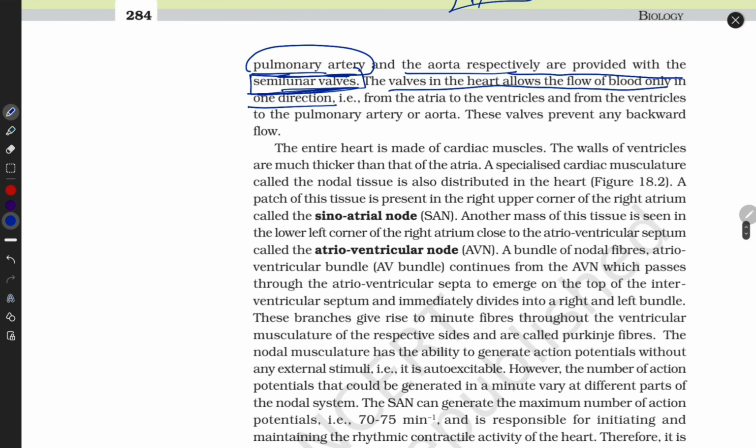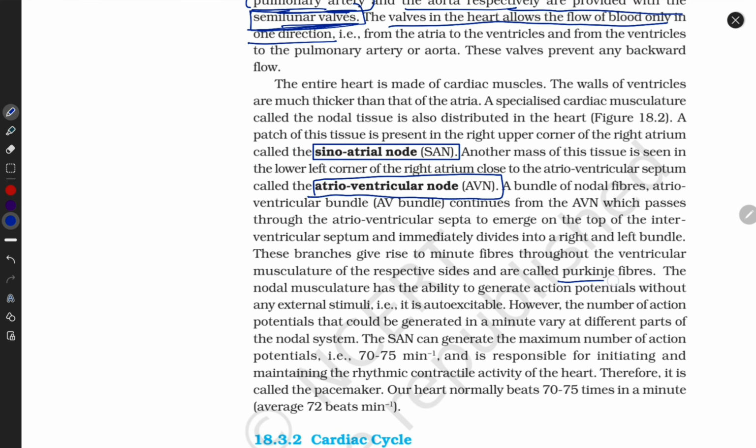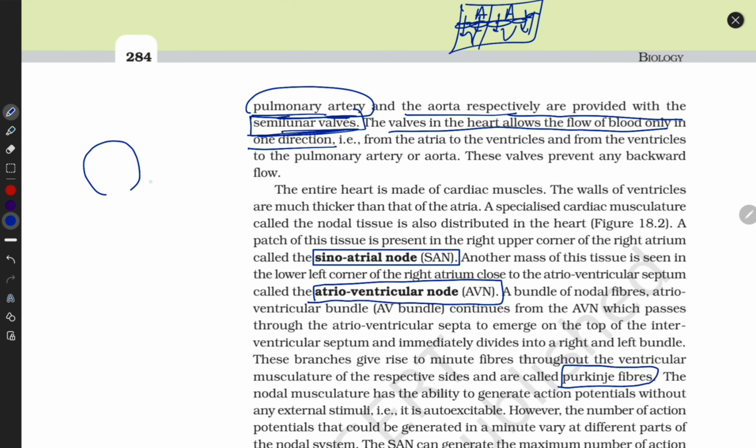So there are some nodes over there. SAN node. These are very, very important, guys. Atrioventricular AVN node and some Purkinje fibers, bundle of His is also there. Where is the name? Look at here, Purkinje fibers. Look at here. This is the right atrium. This is the left atrium. This is the right side ventricle and this is the left side ventricle. Assume, guys, here the SAN node is situated. We can call it the pacemaker of the heart.